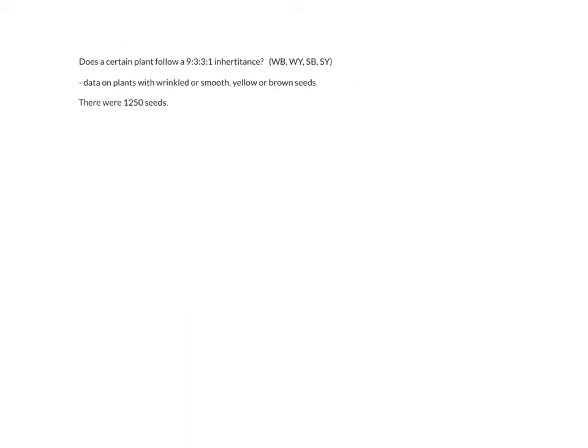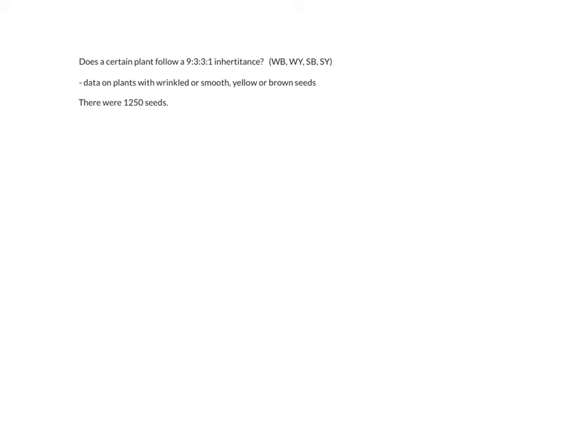So in this example, we're going to be looking at inheritance of physical traits within plants, specifically their seeds. And we're going to try to show, do they fit or do they not fit a 9-3-3-1 inheritance? And what this is telling us here is that we'd expect 9 out of this group to be wrinkled and brown, 3 to be wrinkled and yellow, 3 to be smooth and brown, and 1 to be smooth and yellow. And this is out of, once again, a ratio here. Now, in our study, there were 1,250 seeds.